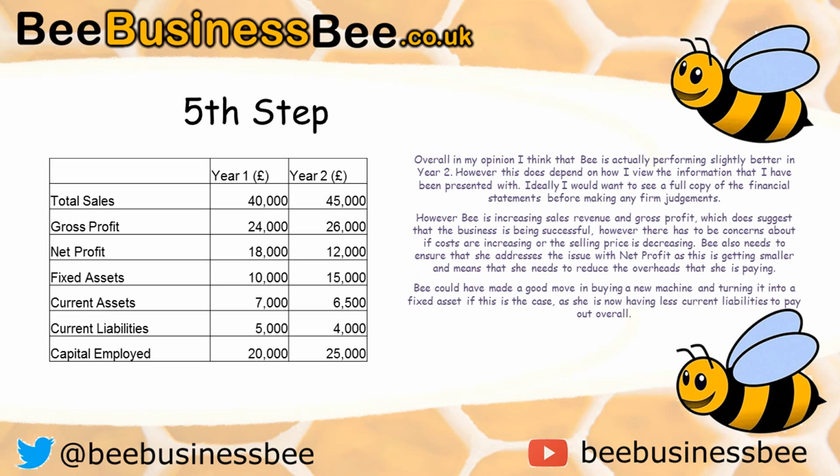But now I'm going to answer the question. However, Bee is increasing sales revenue and gross profit, which does suggest that the business is being successful. However, there have to be concerns about if costs are increasing or the selling price is decreasing. Bee also needs to ensure that she addresses the issues with net profit, as this is getting smaller, and means that she needs to reduce her overheads that she's paying. Bee could also have made a good move in buying a new machine and turning it into a fixed asset. If this is the case, she now has one less current liability to pay out overall.